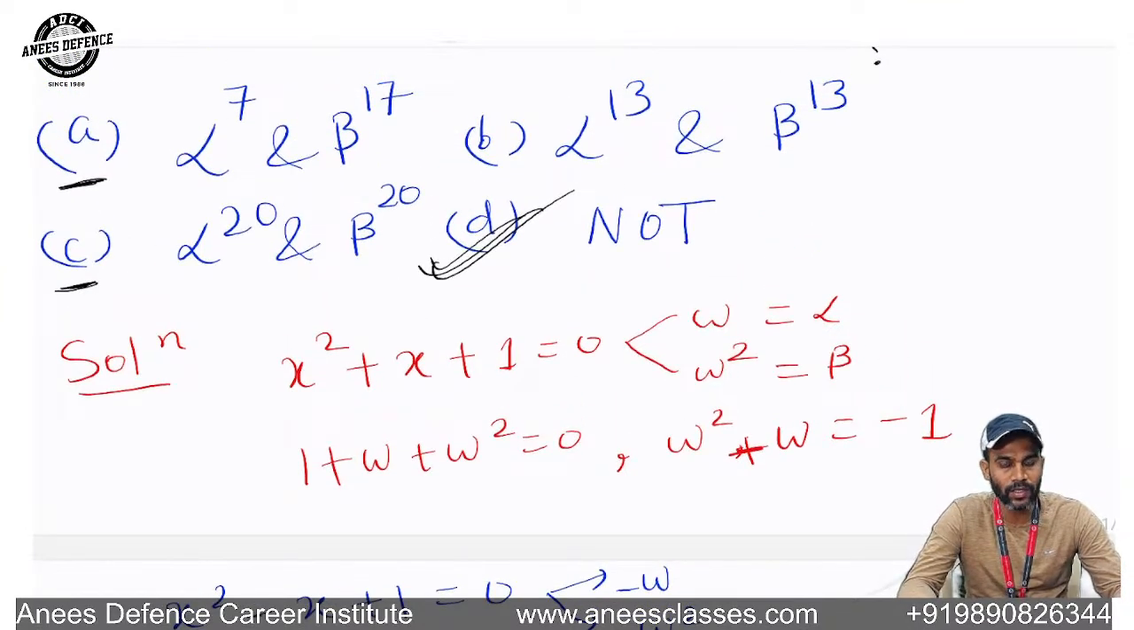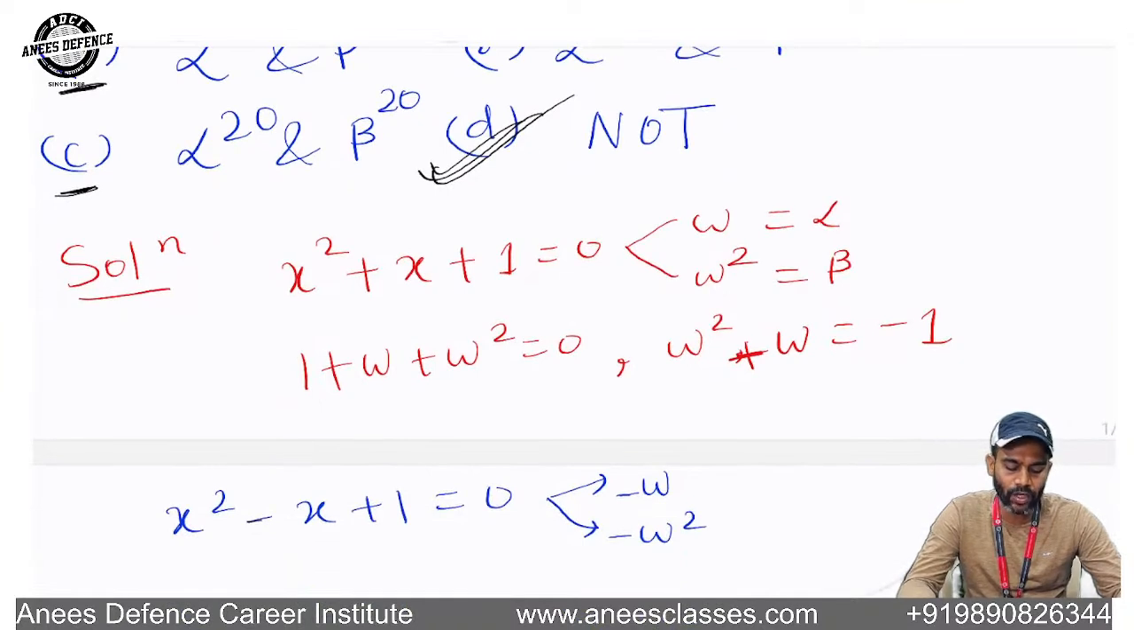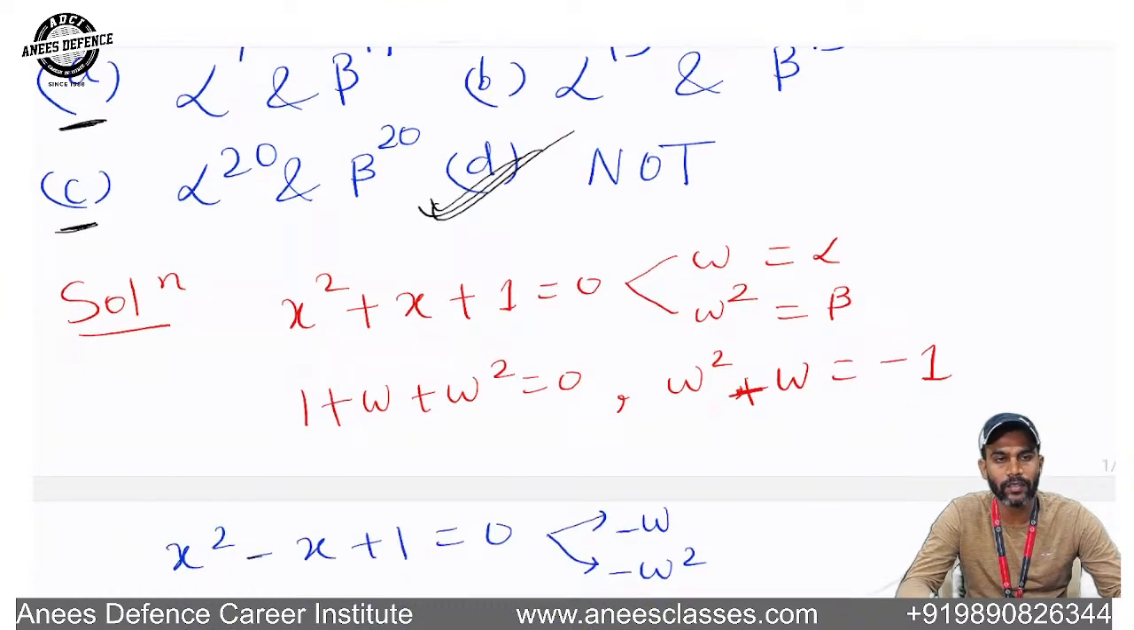X square plus x plus 1 is equal to 0 is a very standard equation whose roots are the non-real or complex cube roots of unity. Yes or no? And here x square minus x plus 1 is equal to 0. What are the roots? Minus omega and minus omega square, or what we can say, non-real cube roots of minus 1. Yes or no? I hope you got it. Answer is D, none of these.